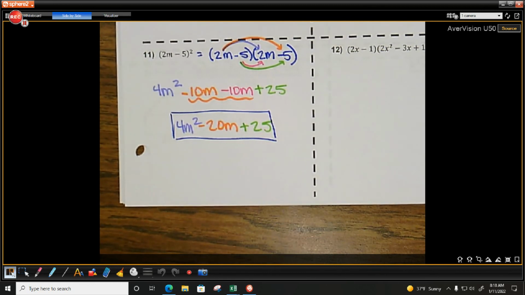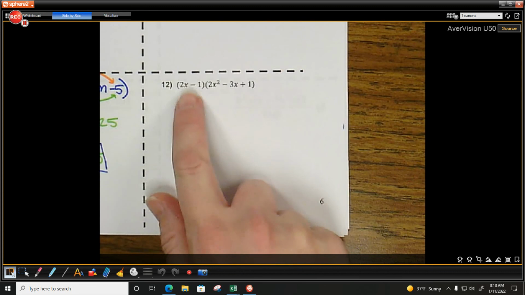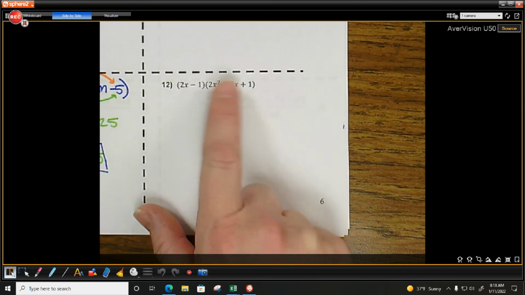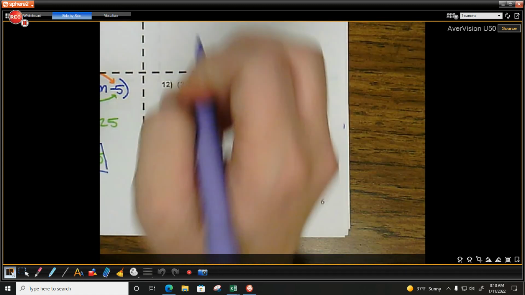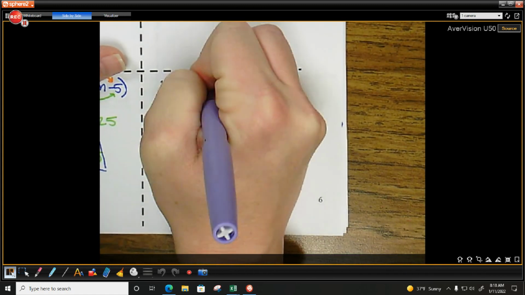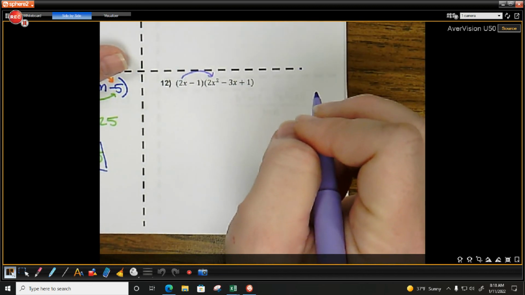Ready for our last one? This one's going to get a little messy because we have what? 2 times 3. What's 2 times 3? So how many distribution arrows do I need to draw? 6. I'm distributing 6 times. Okay? So what's 2x times 2x squared? 4x to the third. 2 times 2 is 4, and then x squared is x cubed.